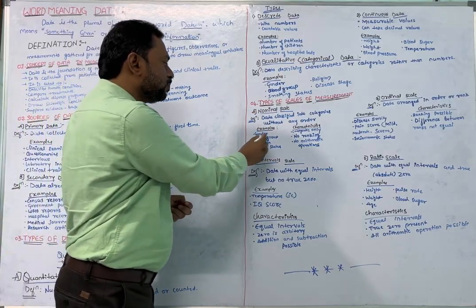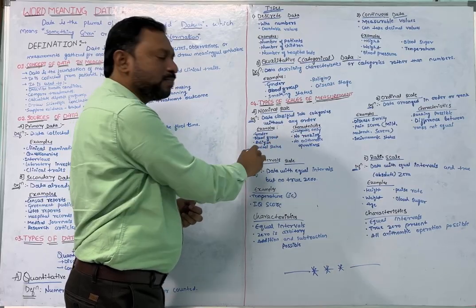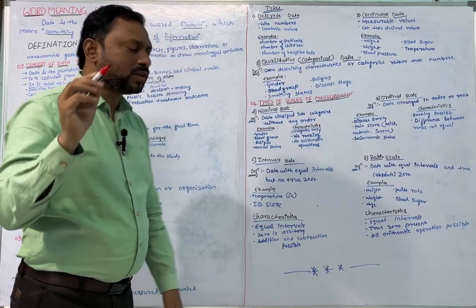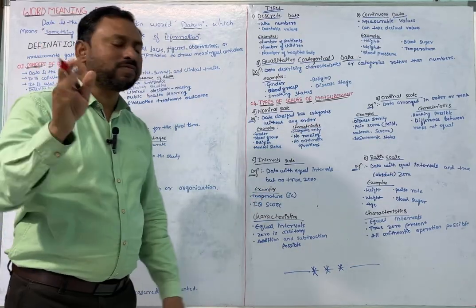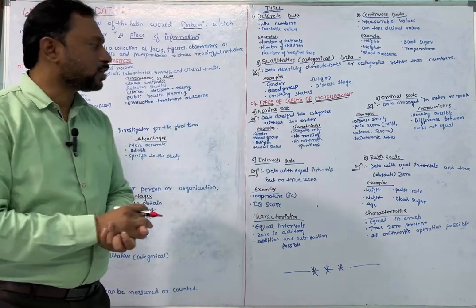Here the examples are gender, male, female; blood group, A, B, AB, O; religion, Hindu, Muslim; marital status, married, unmarried. The characteristic is that it is categorizing only, but there are no rules, no ranking. It means no superior, inferior, no ranking, and no arithmetic operations are used.